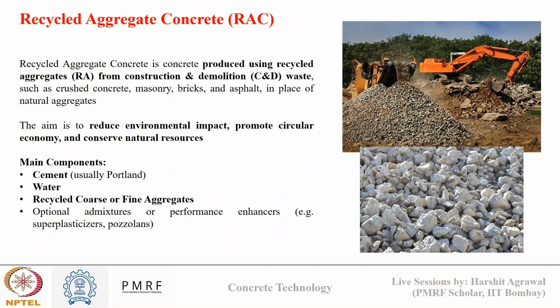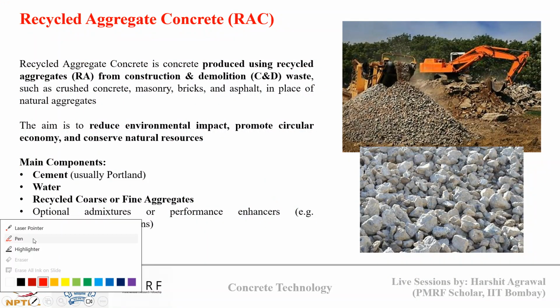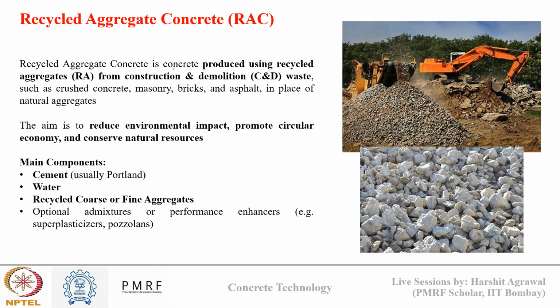Now the final topic of this course, in special concrete, is related to sustainability and sustainable construction practices, and that is recycled aggregate concrete. Recycled aggregate concrete is produced using recycled aggregate from construction and demolition waste, such as crushed concrete, masonry, bricks and asphalt, in place of natural aggregates. So instead of using natural aggregate, we reuse the aggregates from buildings that have been demolished. That's why we call it recycled aggregate concrete.